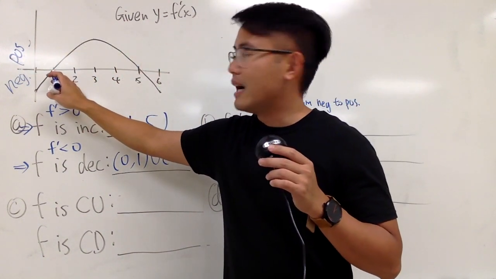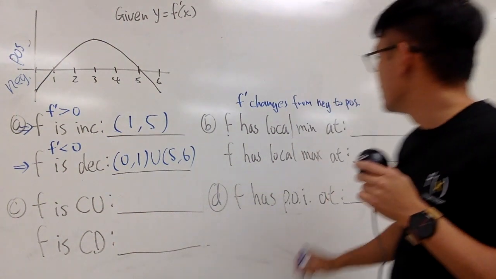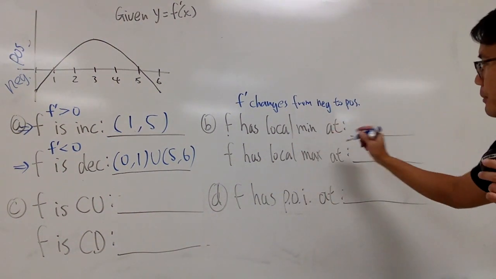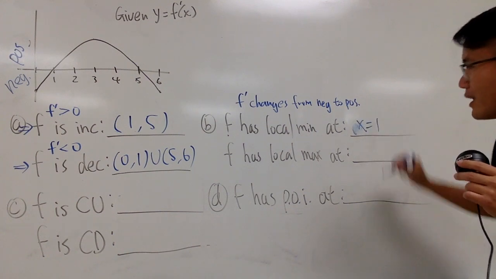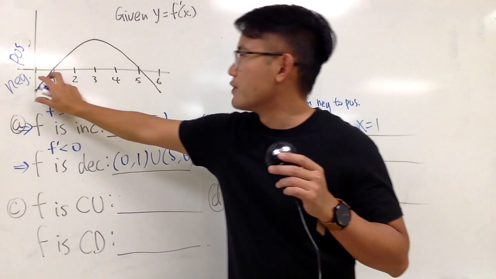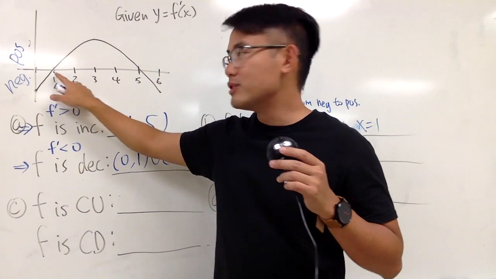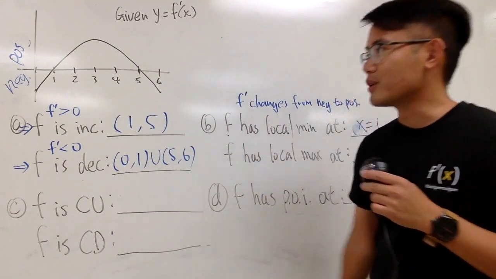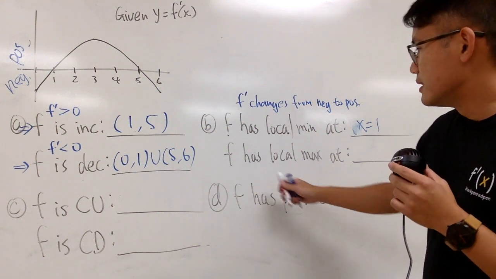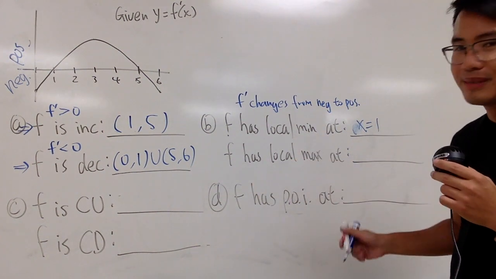So it seems that we have at this point 1. So it has a local minimum at x equal to 1. So it goes from negative to positive right here, and it happens to be 1. And the derivative at 1 is 0, and you get a critical number. Next, f has a local maximum.